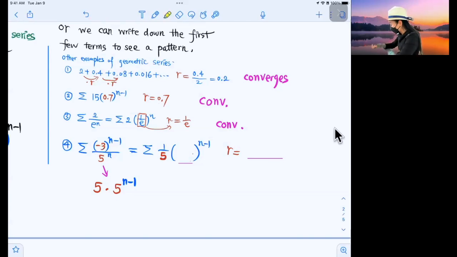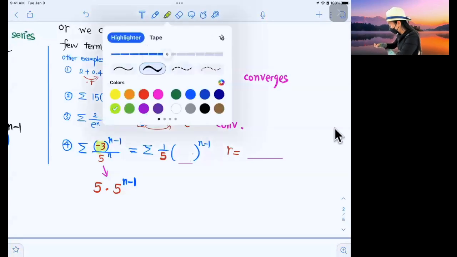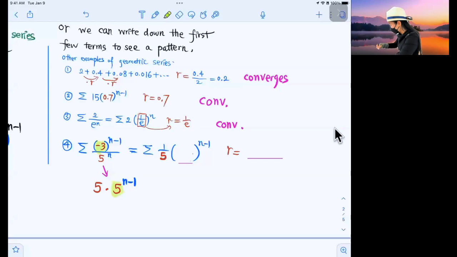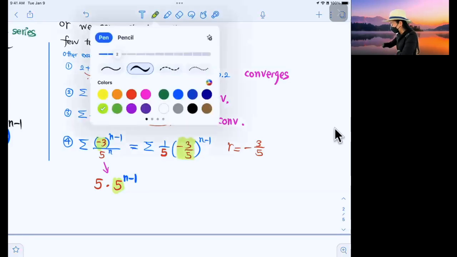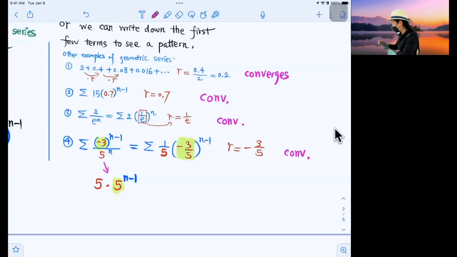Okay, so let me highlight this for you. Negative 3 over 5 is this common ratio, and then this 5 here is from this. They both have exponent n minus 1. So R is equal to negative 3 over 5. Does this geometric series converge or diverge? It converges. Yes, you got it, because it's between -1 and 1. Okay, good job.